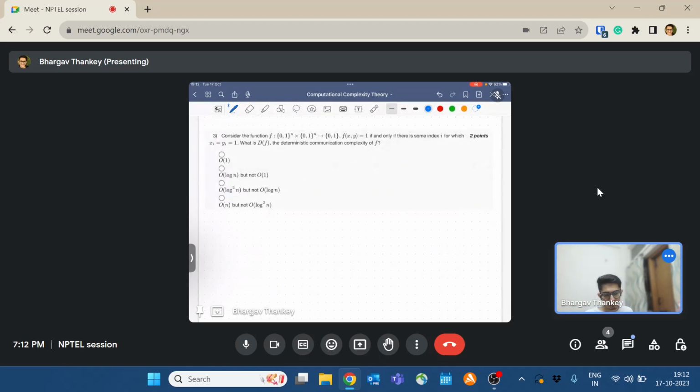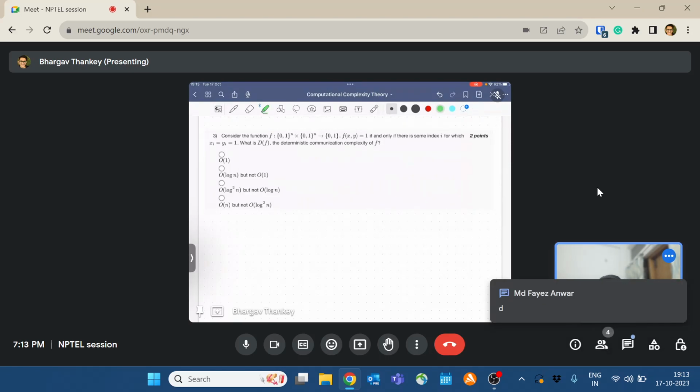So the next problem is consider the function f from {0,1}^n cross {0,1}^n to {0,1}. f(x, y) equals 1 if and only if there exists some index i for which x_i equals y_i equals 1. So what is D(f), the deterministic communication complexity of f? Order 1, order log n but not order 1, order log square n but not order log n, and order n but not order log square n. So which of these is correct? Yeah, so D is correct.